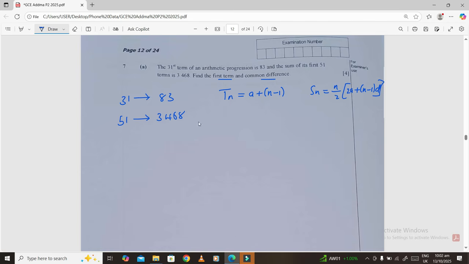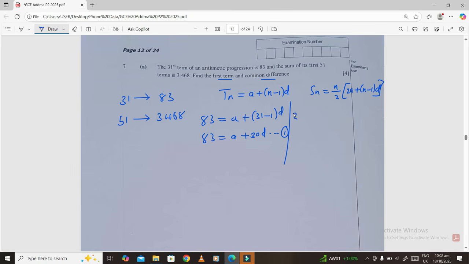So for the first formula, they are saying 83 is the term which is at position 31. A we don't know. N is 31 minus 1 there. So 83 is equal to A plus, actually here is supposed to have a D, plus here 30D. We'll call this equation 1. We come to this one.